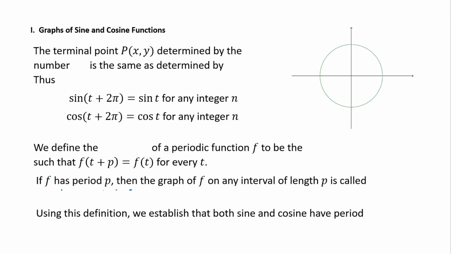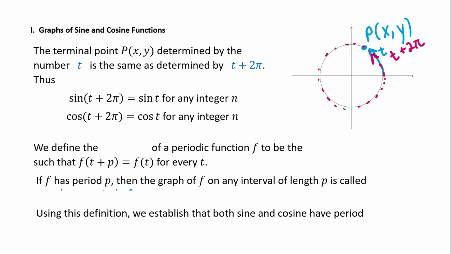Roman numeral 1. Graphs of sine and cosine functions. The terminal point P(x, y), determined by the number t, is the same as determined by t plus 2 pi. Thus, the sine of t plus 2 pi equals sine of t for any integer n, and the cosine of t plus 2 pi equals cosine of t for any integer n. Thus, the sine and cosine functions are periodic.